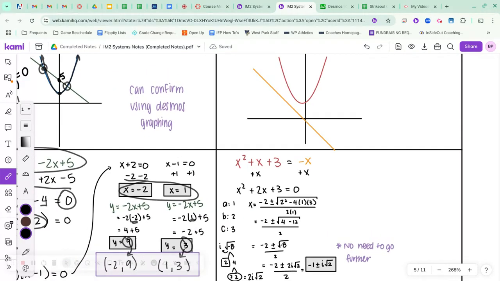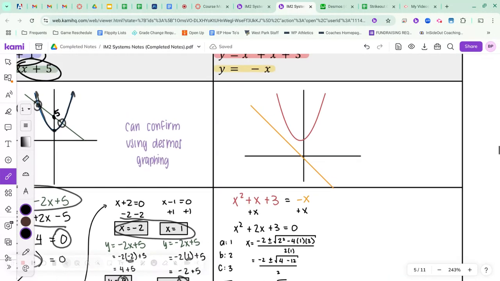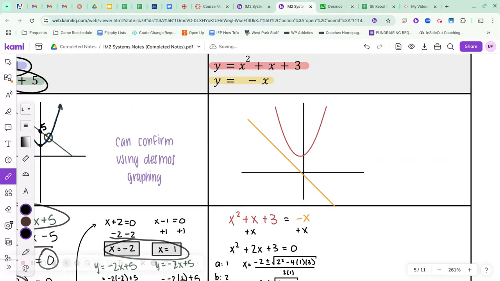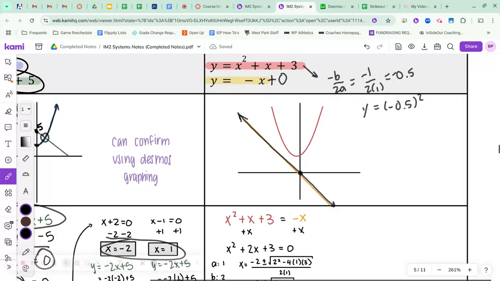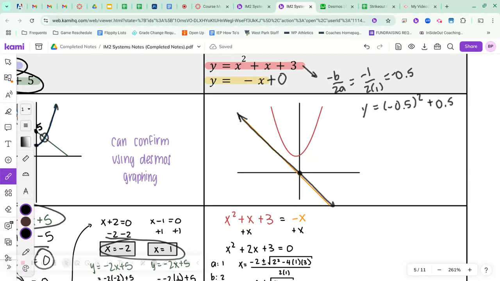All right, let's take a look at this one. Same kind of method here. You know that this line is just negative x plus 0, so it's going to go through the origin and be downward sloping. For this one, if you go negative b over 2a to determine the vertex, you'd go negative 1 over 2 times 1, and you'd get an axis of symmetry at negative 0.5. Then when you plug that back into the quadratic, negative 0.5 squared plus 0.5, sorry, that's a negative.